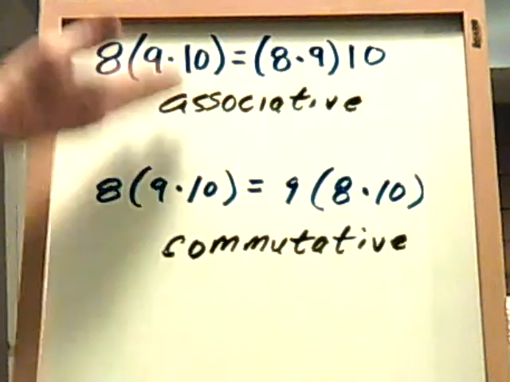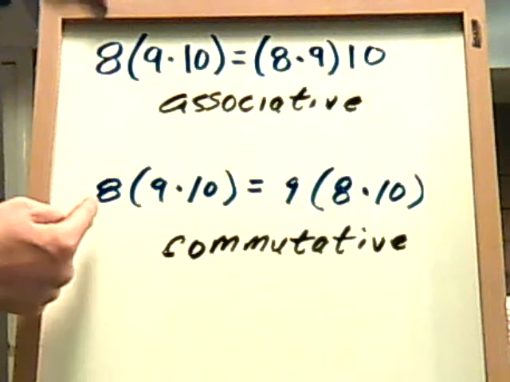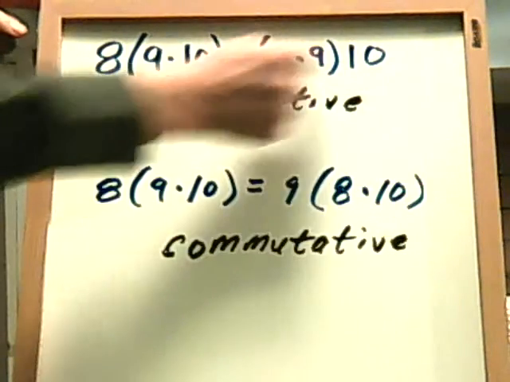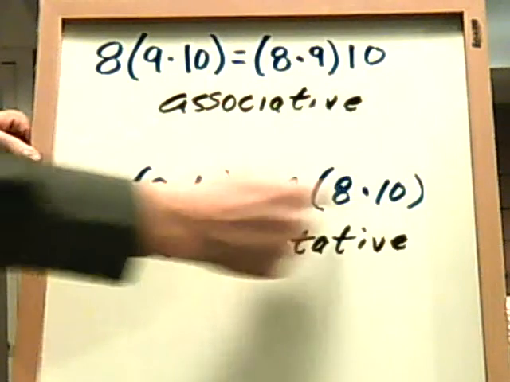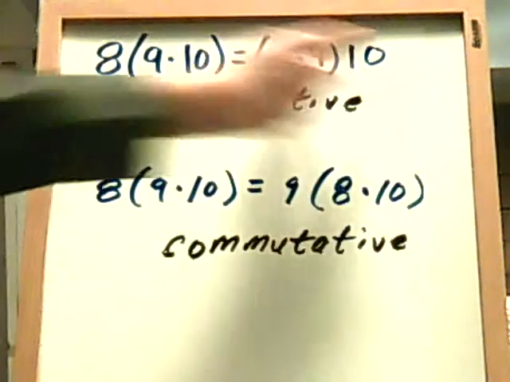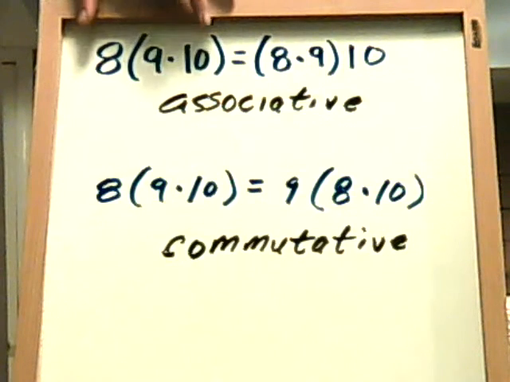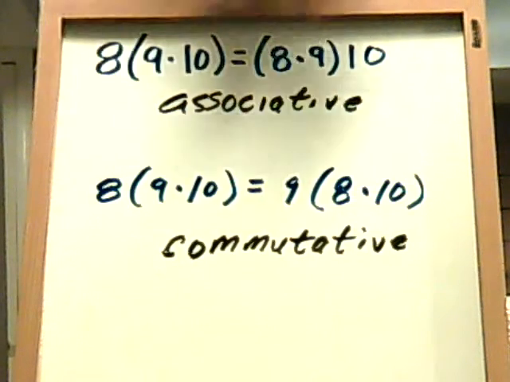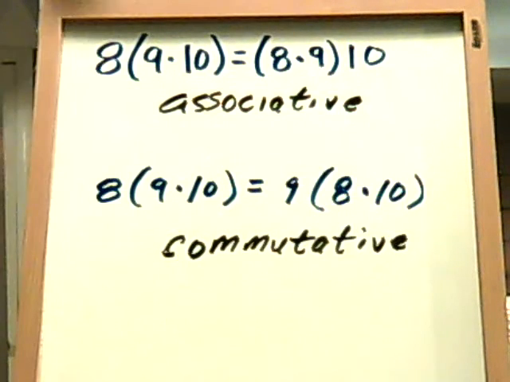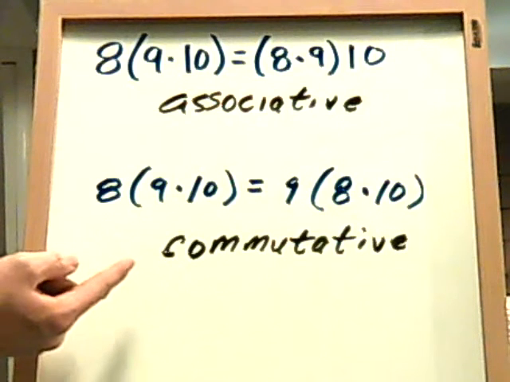Now, commutative and associative are similar in that both of them have the same numbers on both sides. So you have 8, 9, 10, 8, 9, 10, and 8, 9, 10, 9, 8, 10. Both of them have the same numbers on both sides. As soon as you see that situation, you know it's either associative or commutative. Like I said, with associative, it's the groups that change, and with commutative, it's the order.